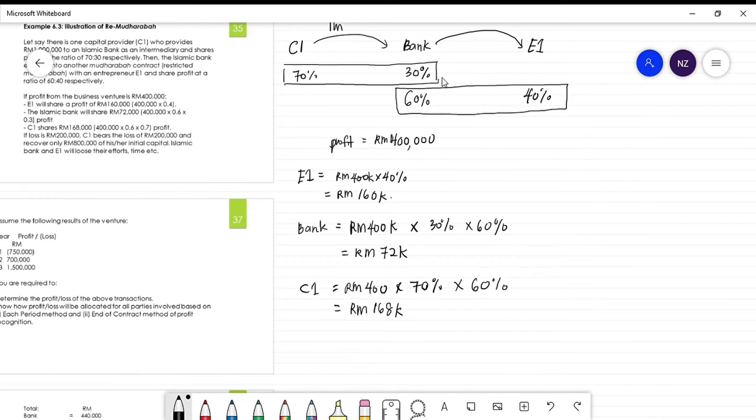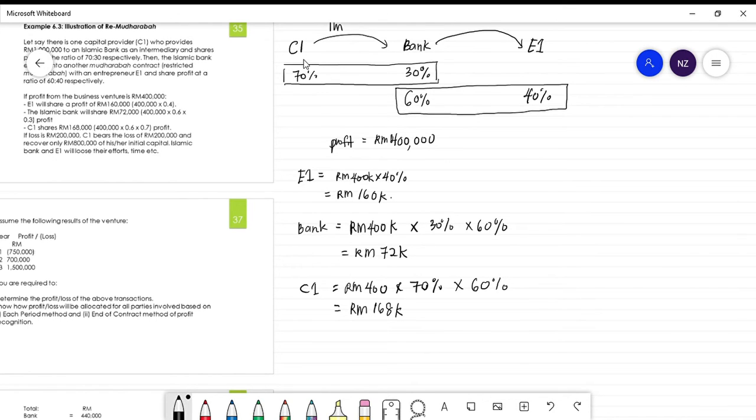And then for the first mudharabah, it also has to share its profit, right? That is why we multiplied the profit for the first mudharabah earlier. If the bank gets 30%, C1 gets 70%. So we put it that way, the bank gets 30%, C1 gets 70%. But we also have to know that the bank earlier got two profits, namely from the second mudharabah with E1 earlier. So you have to also share the 60% profit that the bank got earlier with C1.